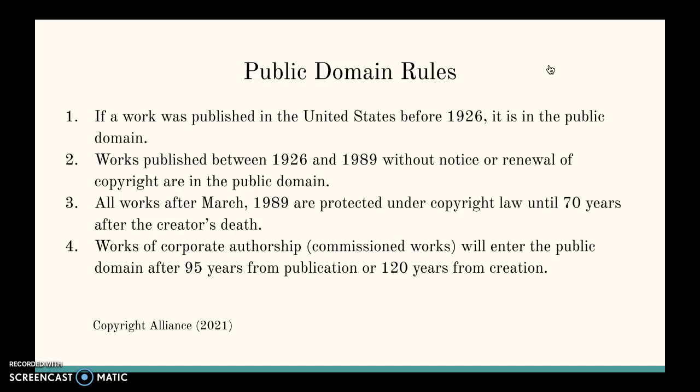Here are a few rules about the public domain. If a work is published in the United States before 1926, it is in the public domain. Works published between 1926 and 1989, without notice or renewal of copyright, are also in the public domain. All works after March 1989 are protected under copyright law until 70 years after the creator's death. Works of corporate authorship, or commissioned works, will enter the public domain after 95 years from publication or 120 years from creation.